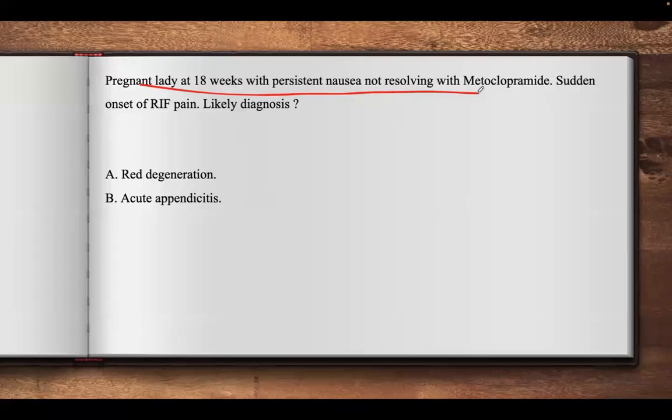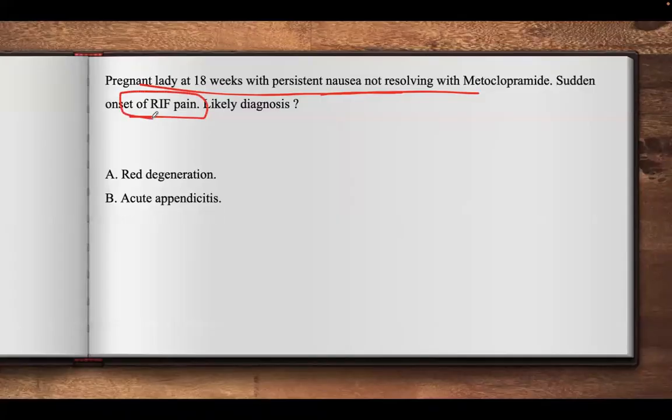Yes, most likely this looked to me like acute appendicitis. Why? There are certain reasons because we just have two options. So I can briefly discuss for those who are thinking it's red degeneration. There are two or three conclusive points which made me think it might be acute appendicitis, though I agree that we have a lot of pieces of information lacking here. So this is a second trimester lady with persistent nausea. Persistent nausea means she might have had the nausea for quite a while now, and I'm not sure at the moment how long, but the recent onset is a right iliac fossa pain.